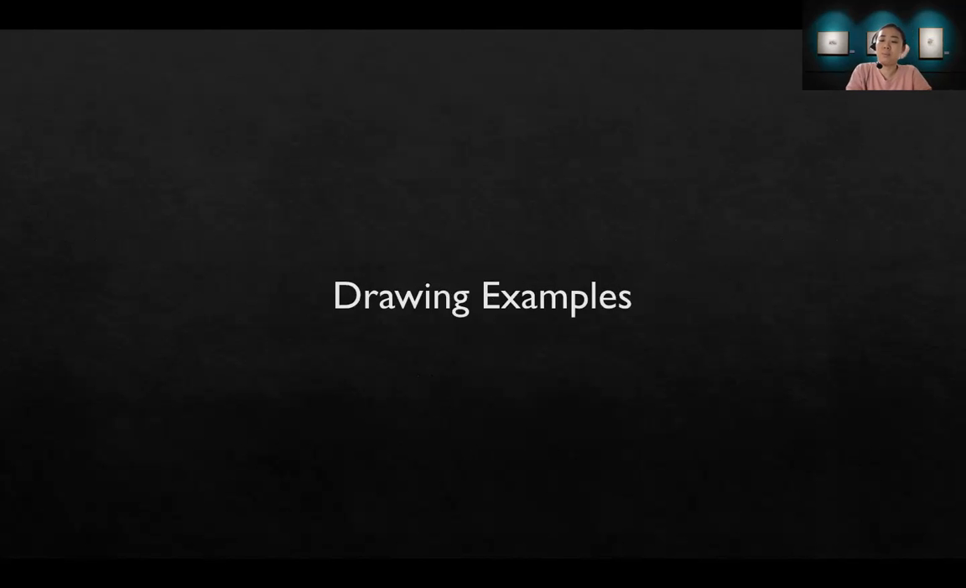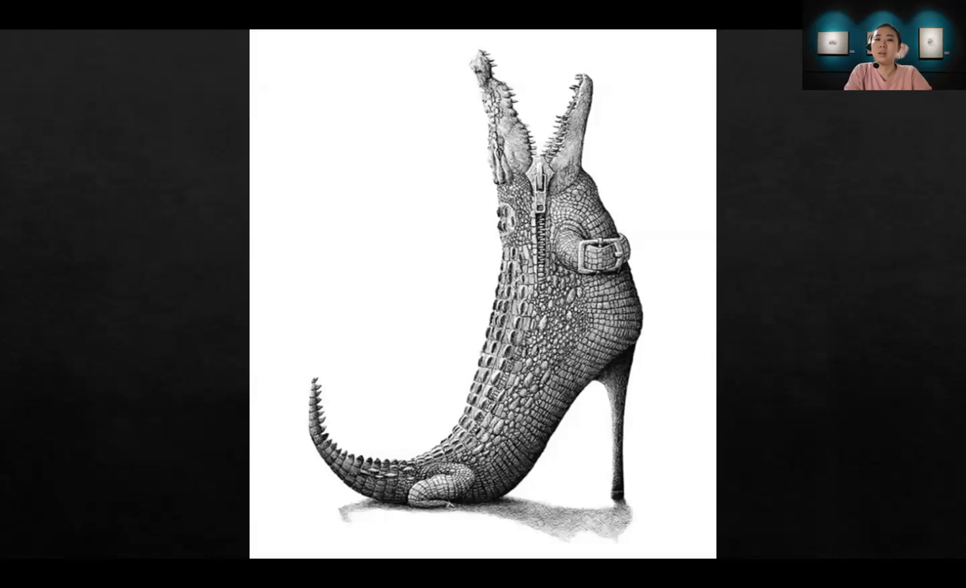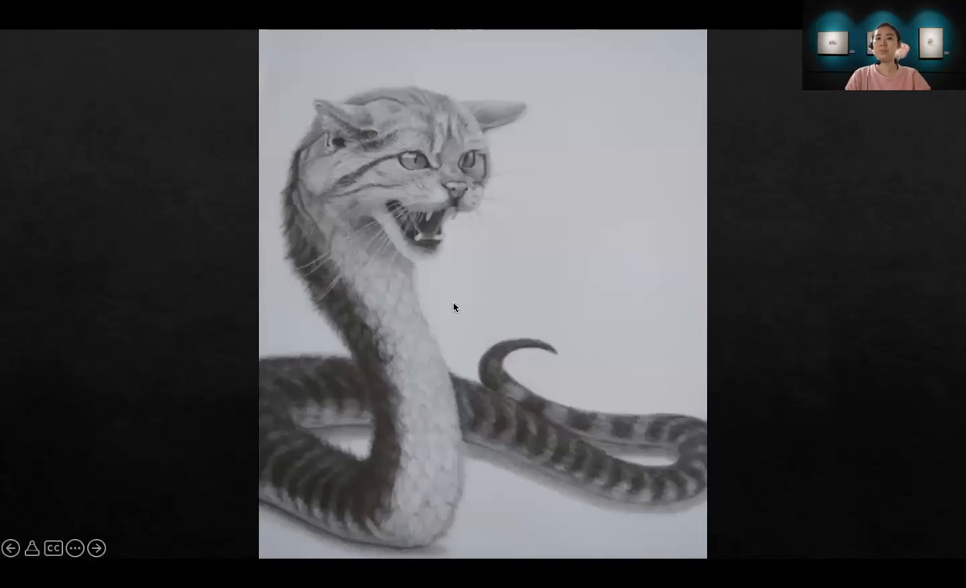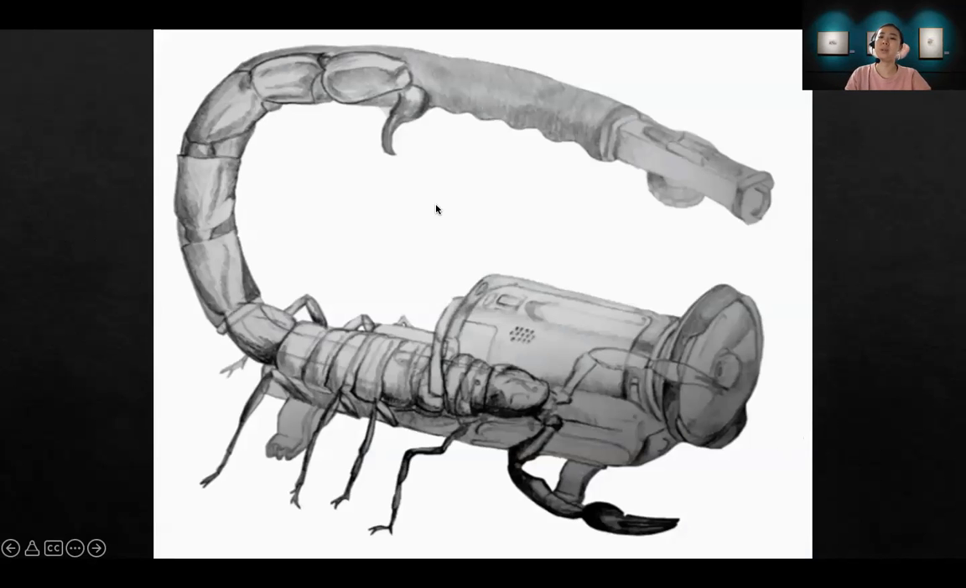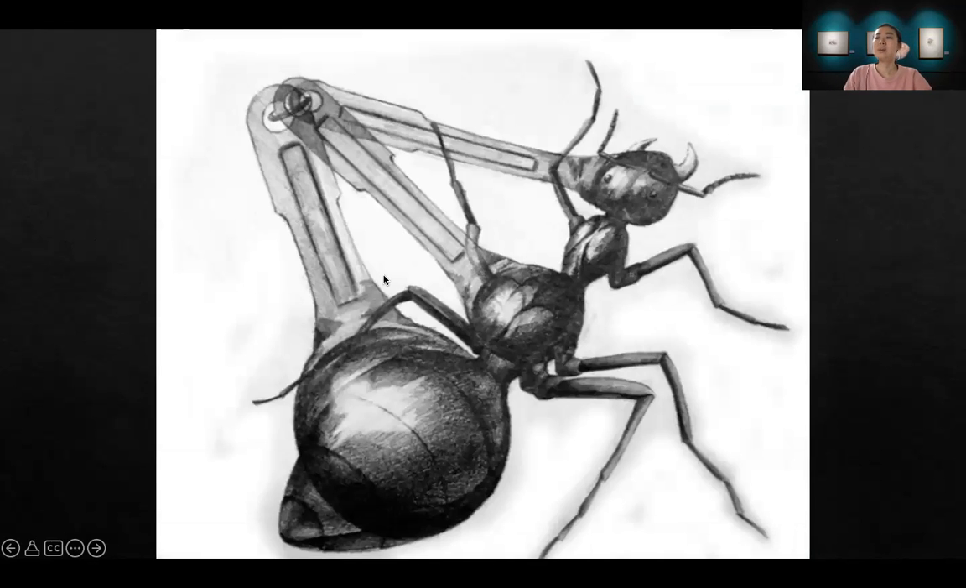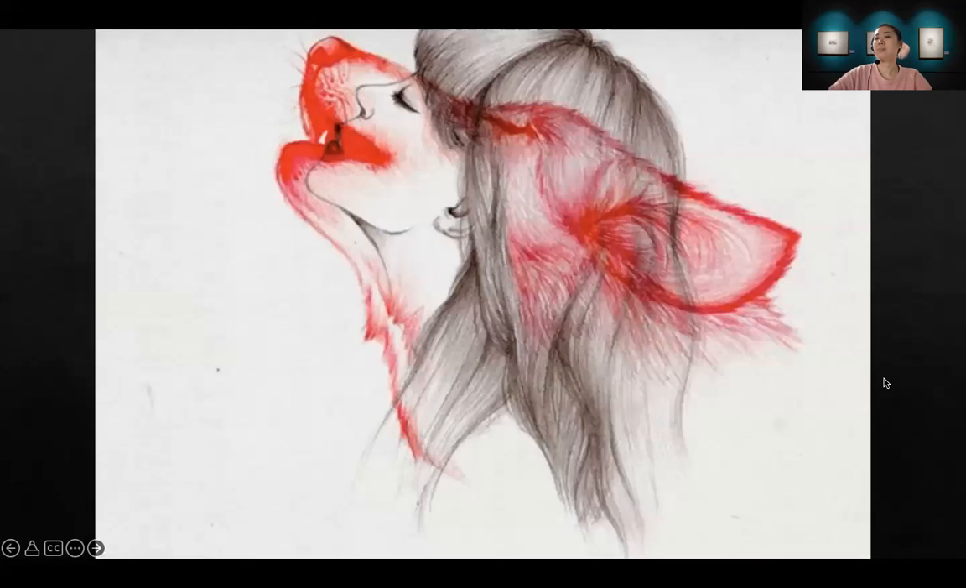So let me share more examples. This is a high heel with an alligator on the top and the texture. Oh, it's a cat with a snake. Oh, I love this. A scorpion machine. This one is also very creative, with measuring spoons. And a girl and a wolf.